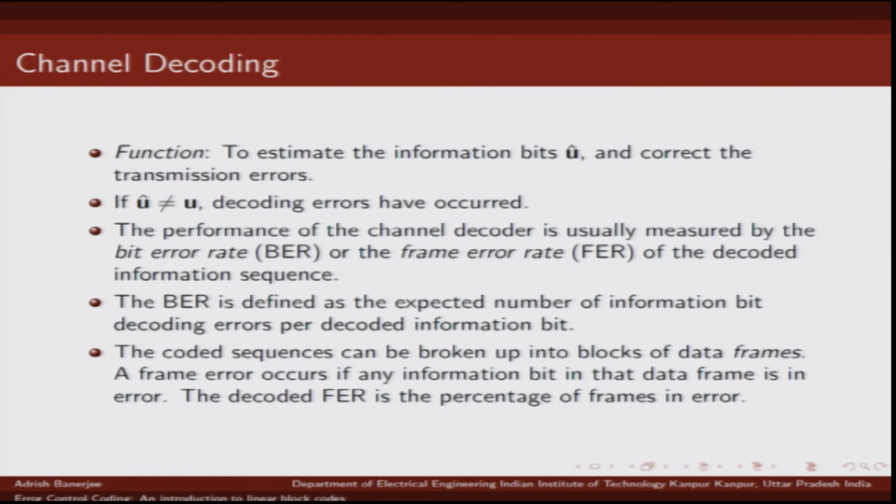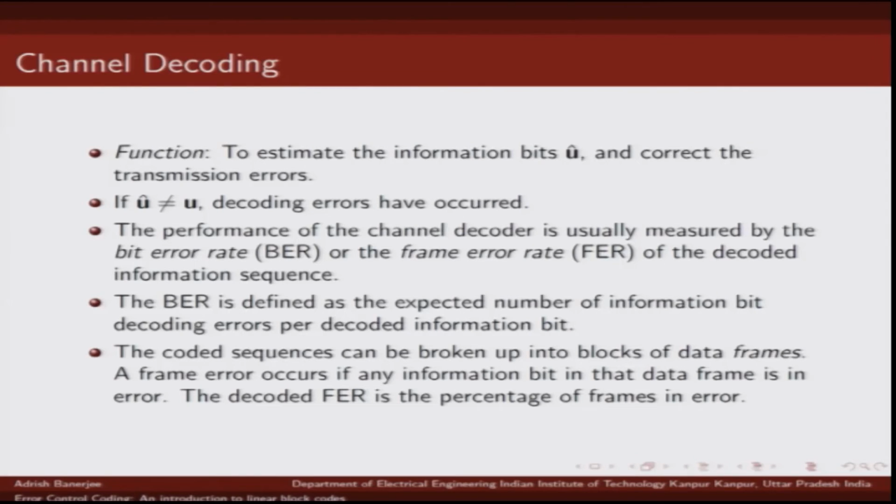When we compare the performance of different error correcting codes, we plot on the y axis bit error rate or frame error rate versus SNR, signal to noise ratio. That is, when we increase the signal to noise ratio, how does our error correcting code perform? That is one way of comparing two error correcting codes.